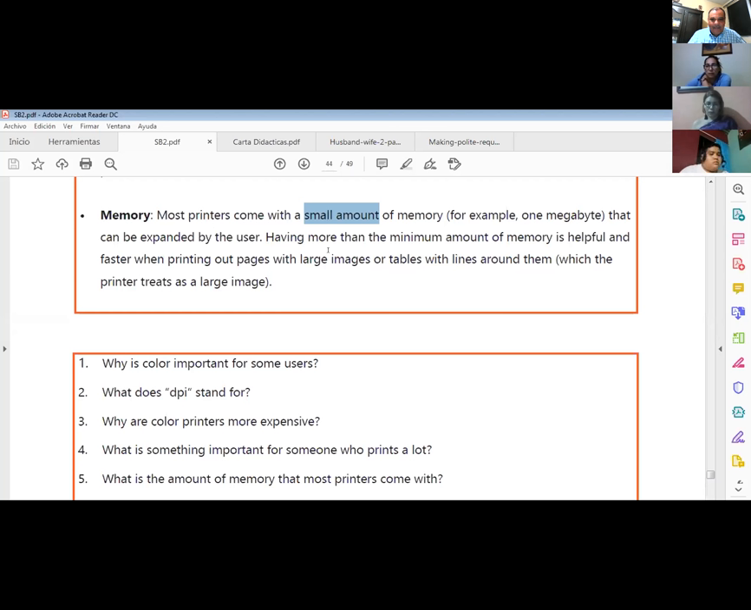Around them, okay. So, look, having more than the minimum amount of memory is helpful. Es de mucha ayuda. Okay, having more than the minimum, because it's helpful and faster when printing out pages with large images, okay?